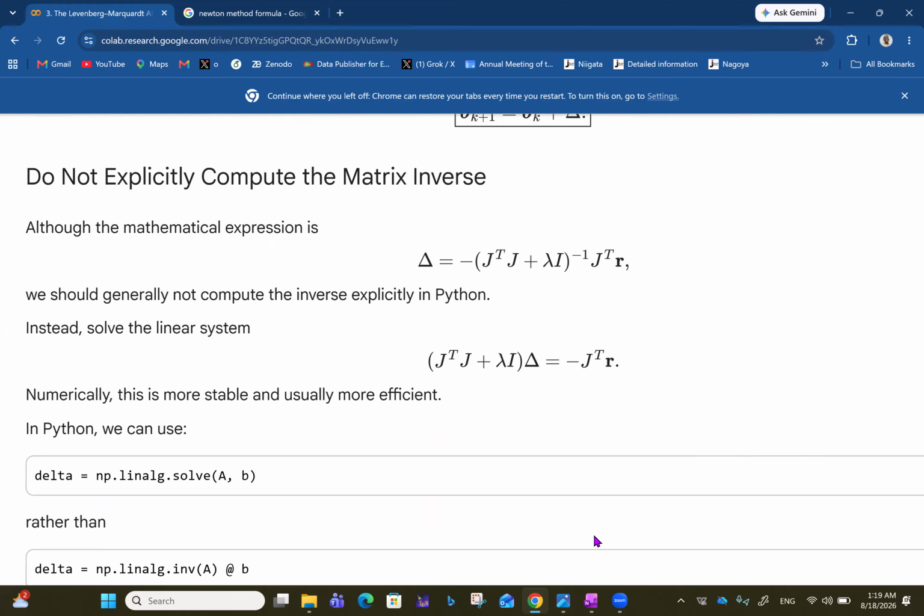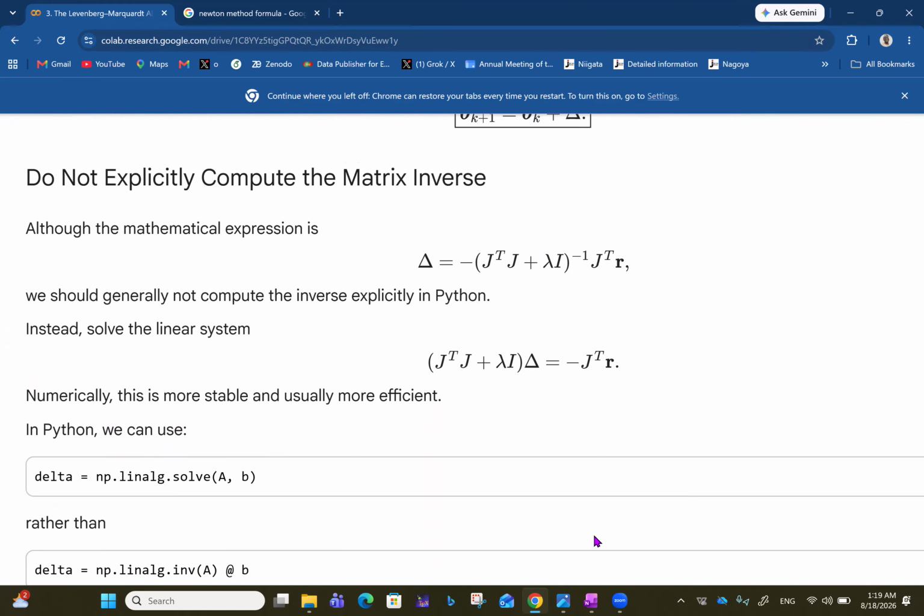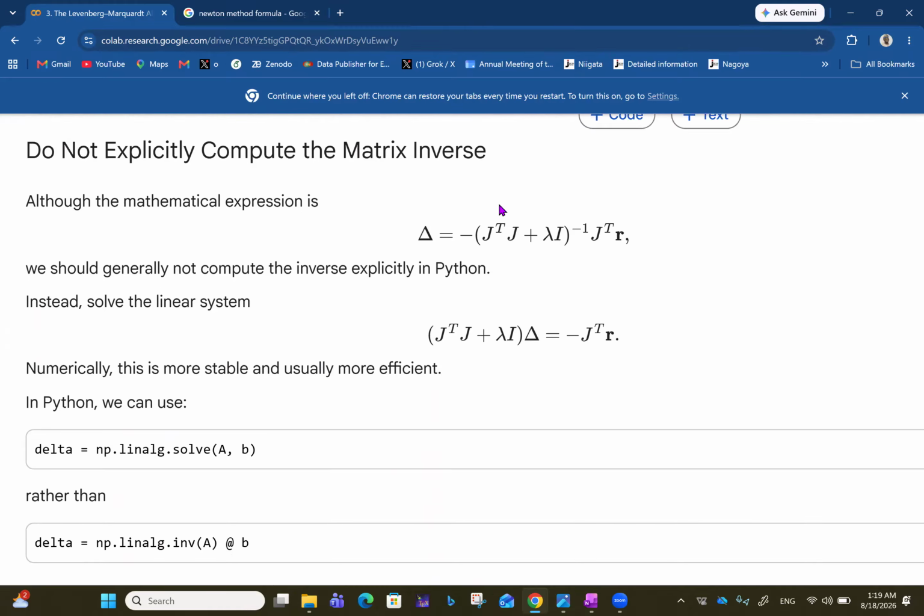So do not explicitly compute the matrix inverse. That's one instruction here. Although the mathematical expression says del is equal to minus (J transpose J plus lambda I) inverse multiplied by J transpose R, we should generally not compute the inverse. We don't compute it explicitly in Python. Instead, we solve the linear system so that we can get del out of that. Numerically, this is more stable and usually more efficient.